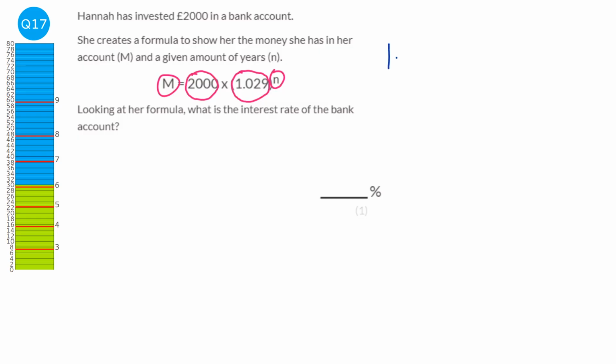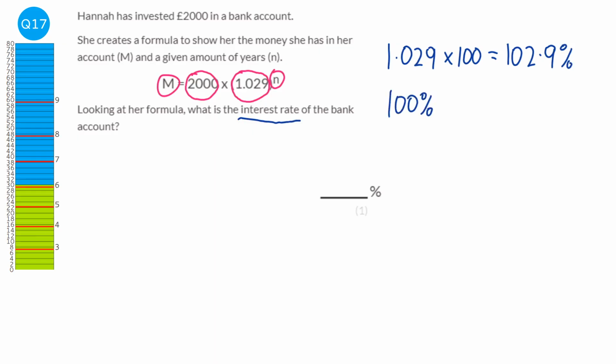So the way multipliers work is they are the percentage divided by 100. So if we go the other way and times it by 100 to make it back into a percentage, it will be 102.9%. Now it says what is the interest rate of the bank? Well, this 102.9% is 100% plus the interest rate, which will equal the 102.9%. So the interest rate is going to be the 2.9%.